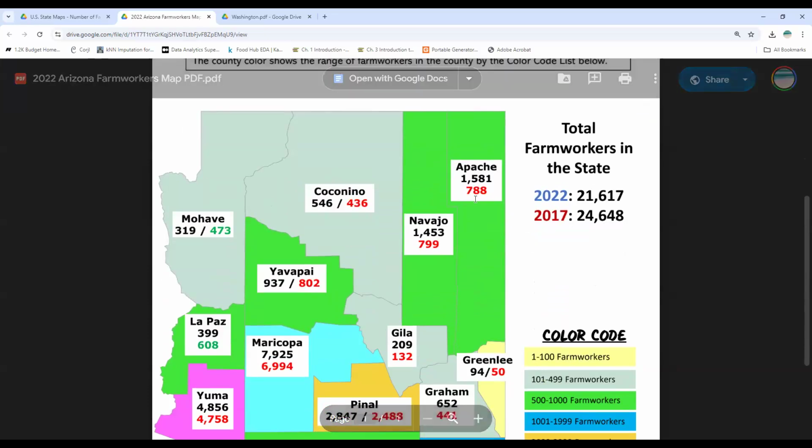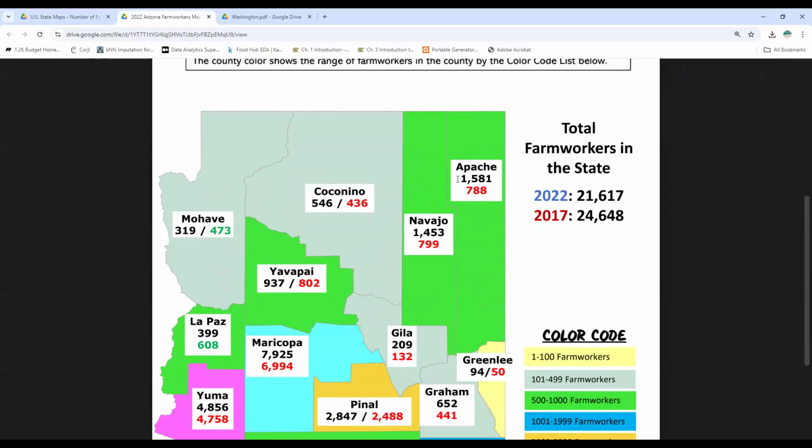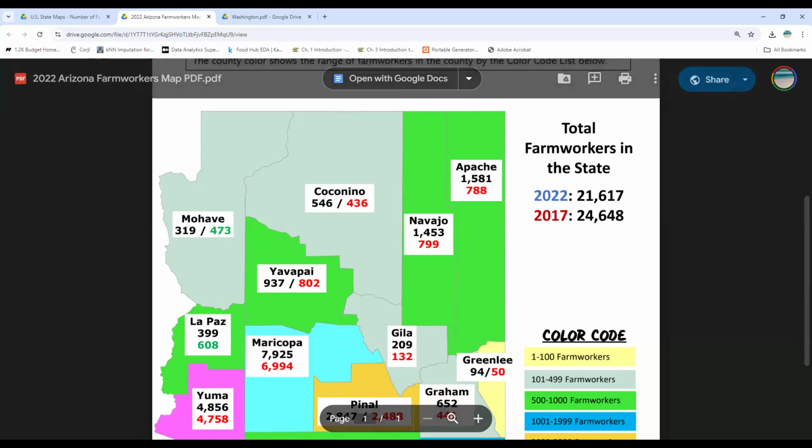For example, this is an Arizona one. In Apache County in 2017, there were 1,581 farm workers in the county. Basically what that means is on the ag census, the farmers said that they hired at least that number. Usually there'll be more than what's reported. In 2022, the number was 788. So there's a difference. If they went up, it looks like Mojave and La Paz went up.